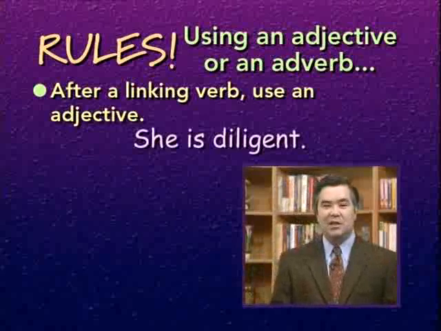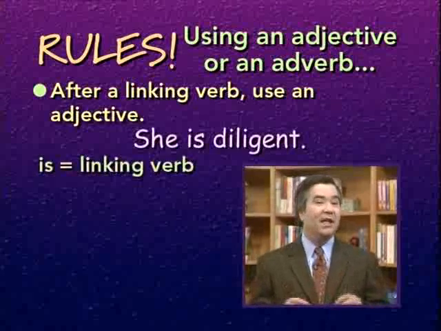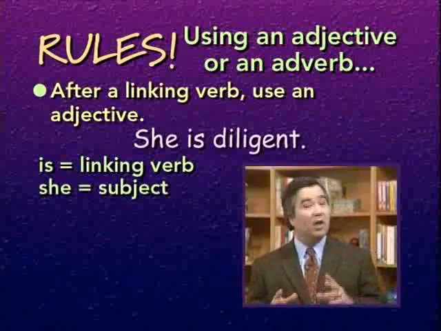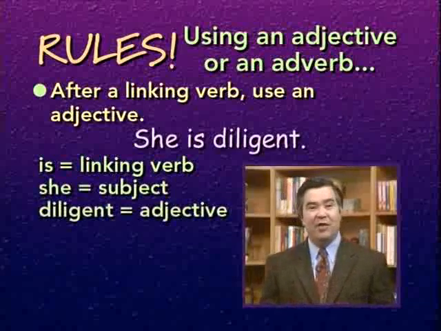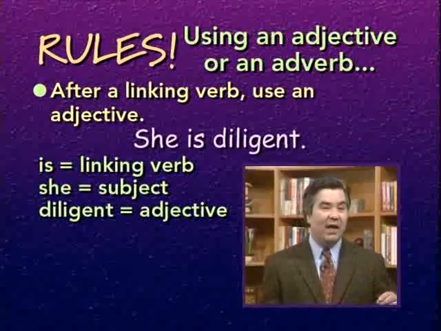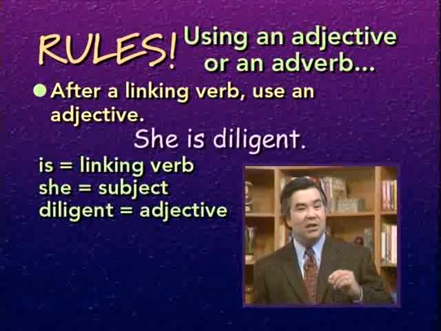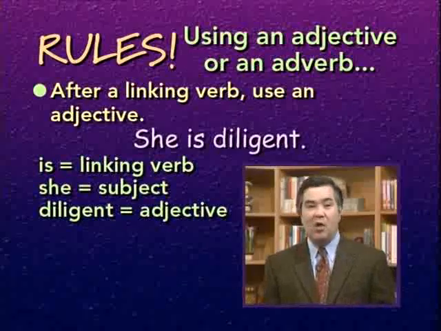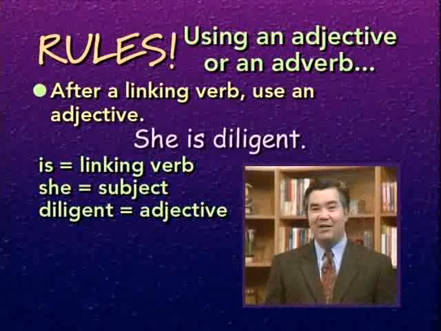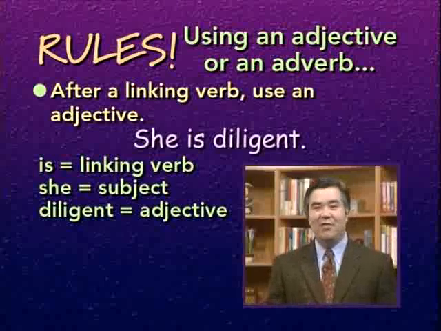Take a look at this sentence. She is diligent. Here we have a sentence containing the linking verb is. The subject is she, and what follows the linking verb correctly is an adjective, not an adverb. She is diligent. That adjective diligent refers back to, or modifies, the pronoun she. It tells us what she is, and therefore an adjective is correctly used in this sentence.